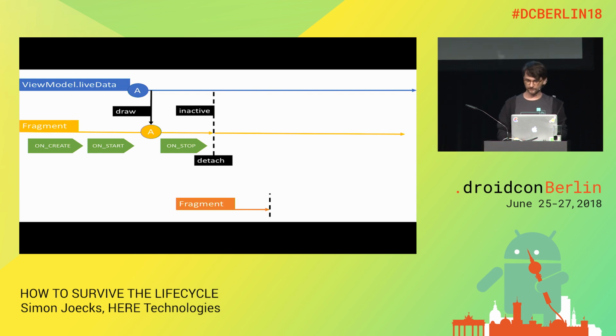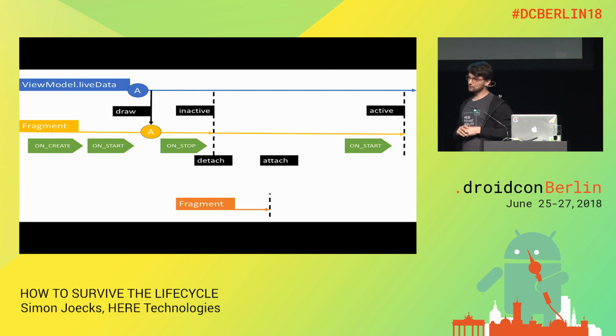When we press back, the previous fragment is going to be reattached. And then it's going to go through its own cycle again. It's going to call onStart, or onStart is going to happen, and then we mark our fragment as active again. Who of you sees an issue with this?